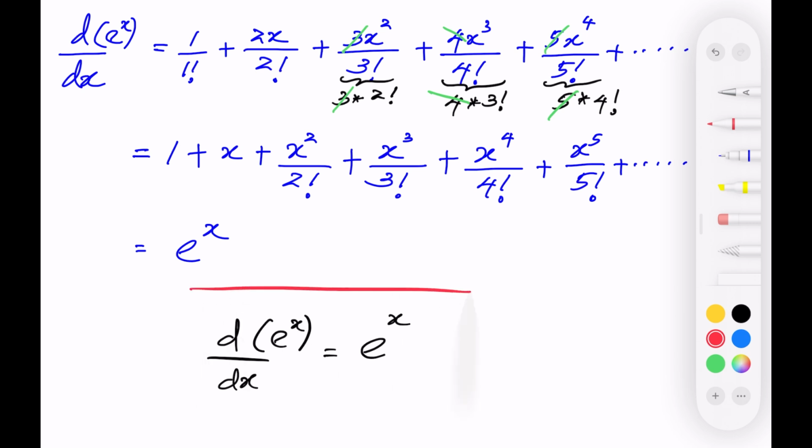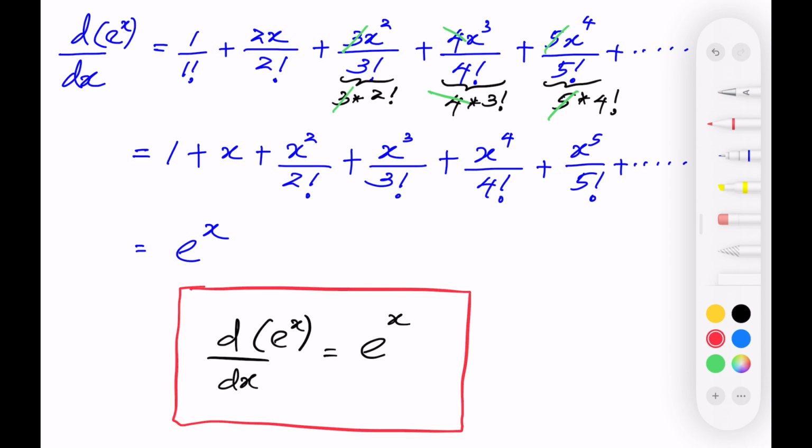Please remember this result. This is an extremely important result in mathematics. There are so many applications of that. This is the only one function in all of mathematics where the first derivative is equal to the function itself.